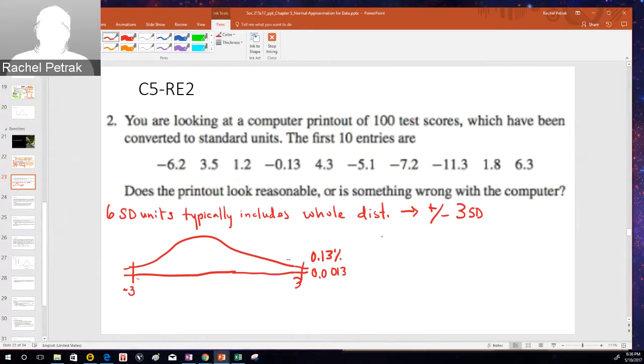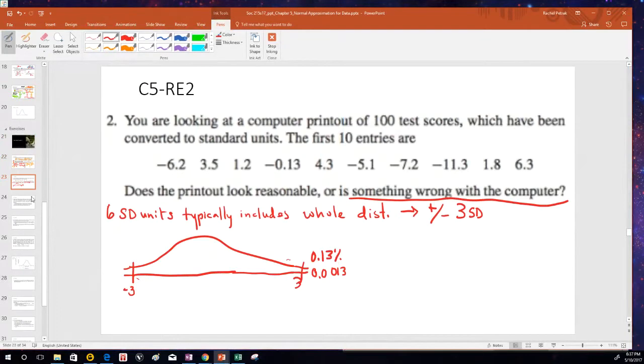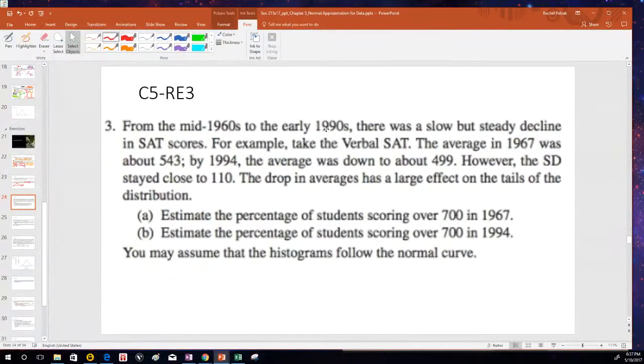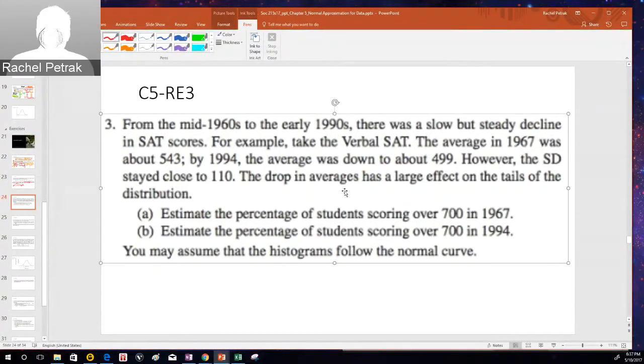So as you might imagine, if we got all the way down to a z-score of -11, boy, the probability of that score is infinitesimally small. So there's something wrong with the computer. The z-scores are unreasonable. Remember to stop me if you have any questions. But we'll move on to number 3.